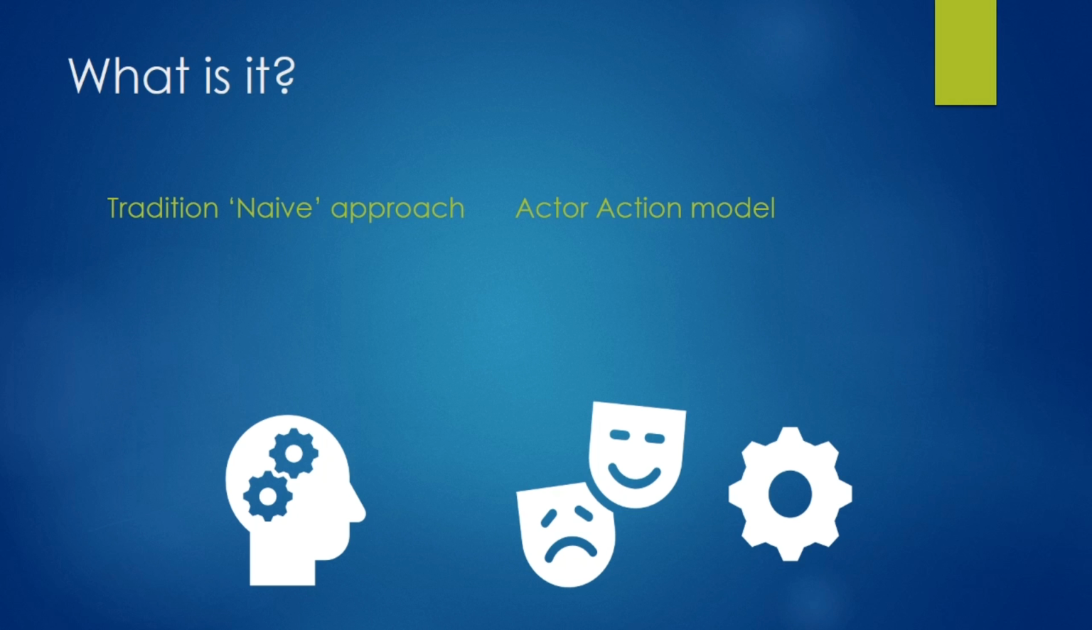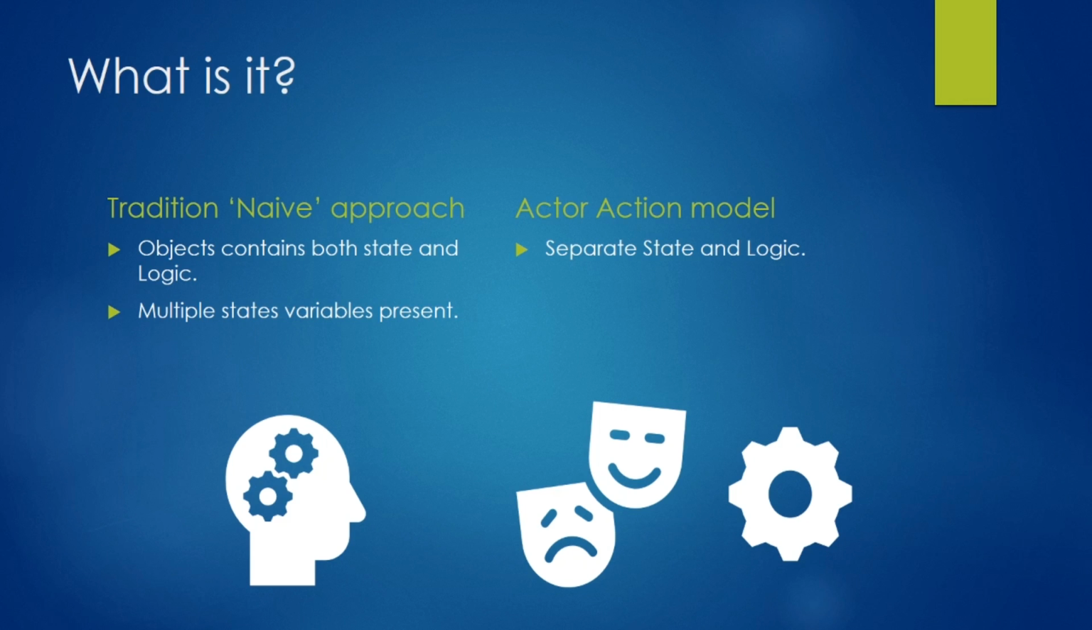Let's compare it to the traditional naive approach that most of you are probably using. First of all, in the naive approach, you have both the state and the logic in your main game objects. This is different from the actor action model, where you have separate objects for the state and the logic. What this means in the naive approach is that we have lots and lots of different variables for each of the states, and also lots and lots of code in each of our scripts, making it quite hard to see.